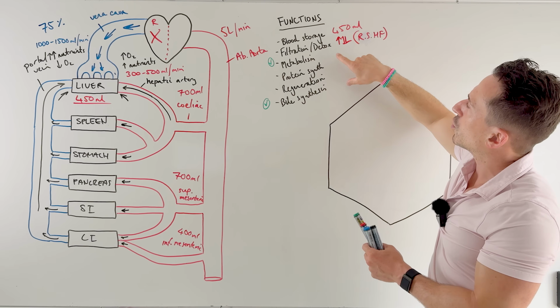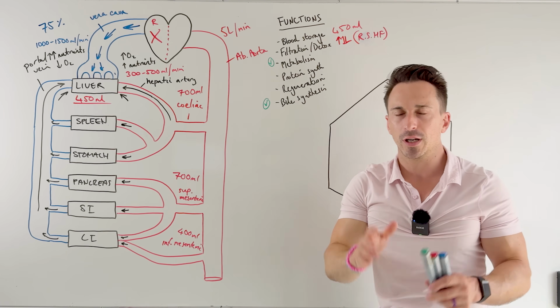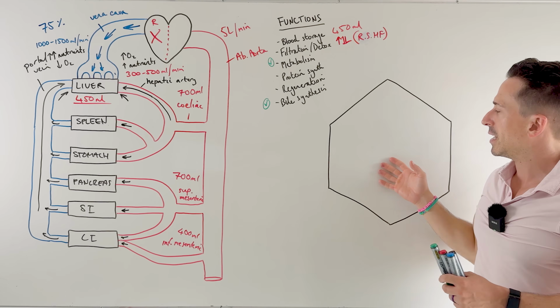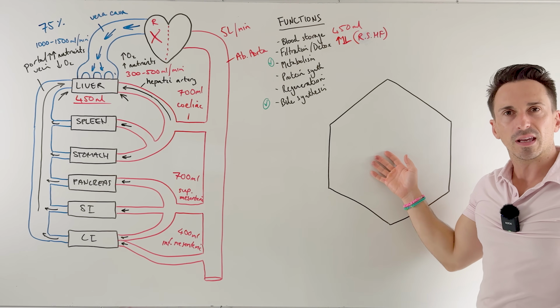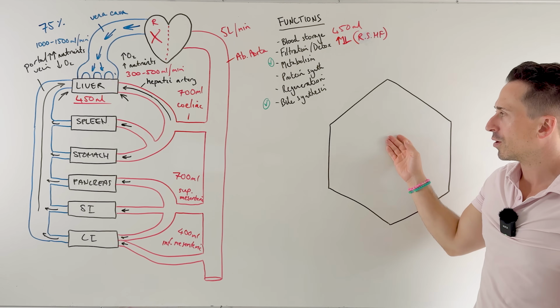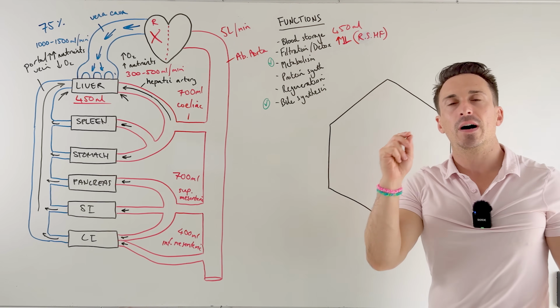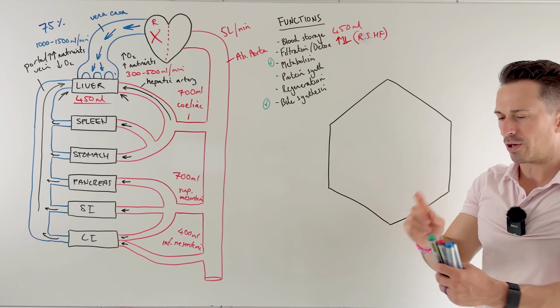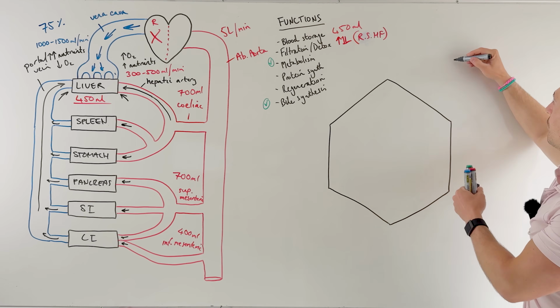All right, let's talk about filtration and detoxification. To do that, we need to understand this hexagonal looking thing here. 6 sides, 1, 2, 3, 4, 5, 6. All right, this hexagon is what we call a liver lobule. A liver lobule. So if we were to draw the liver up, right?